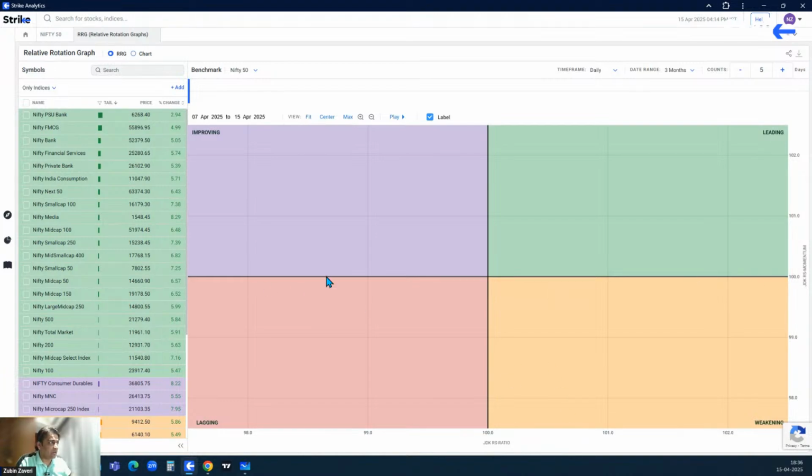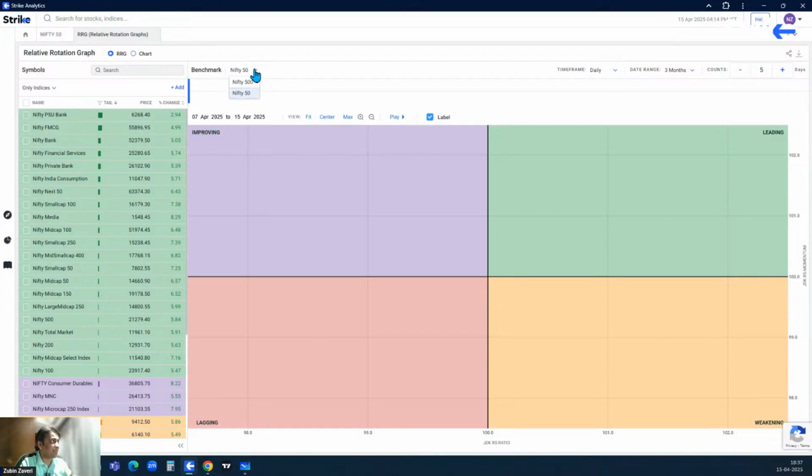All right. Similarly, on the x-axis, we have JDK RS ratio. All right. So RS meaning relative strength. Okay. So you are comparing. It's kind of a ratio chart over here. So you will get to know which sector is performing relative to another sector, vis-a-vis the momentum.